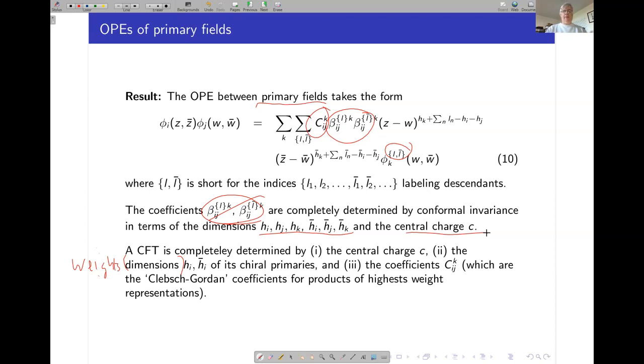In summary, a conformal field theory is then determined by knowing the central charge, knowing the weights or dimensions of the chiral primaries, and the coefficients which tell us which primaries appear in the product of 2 other primaries. Since primaries generate representations of the Virasoro algebra, these are analogous to the Clebsch-Gordan coefficients of angular momentum addition. These are group theoretical or algebraic coefficients which tell us how representations couple to each other. And this contains all the information about the CFT.